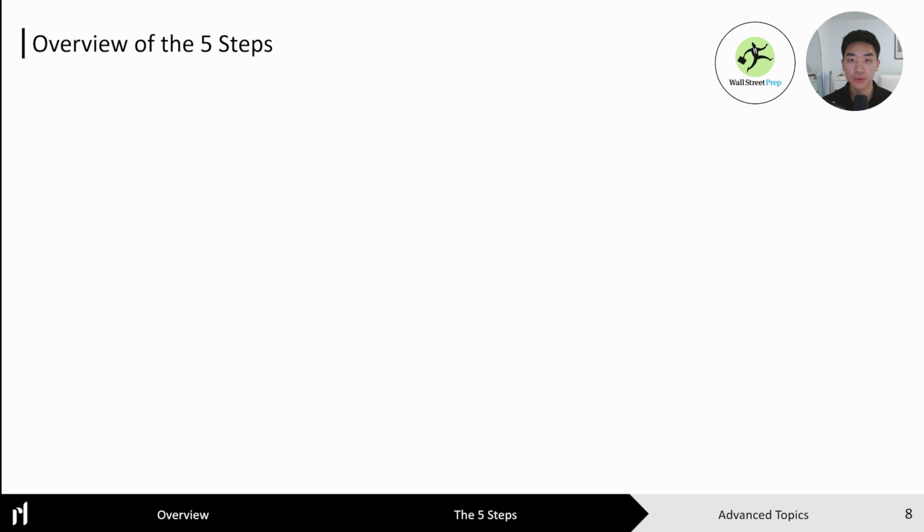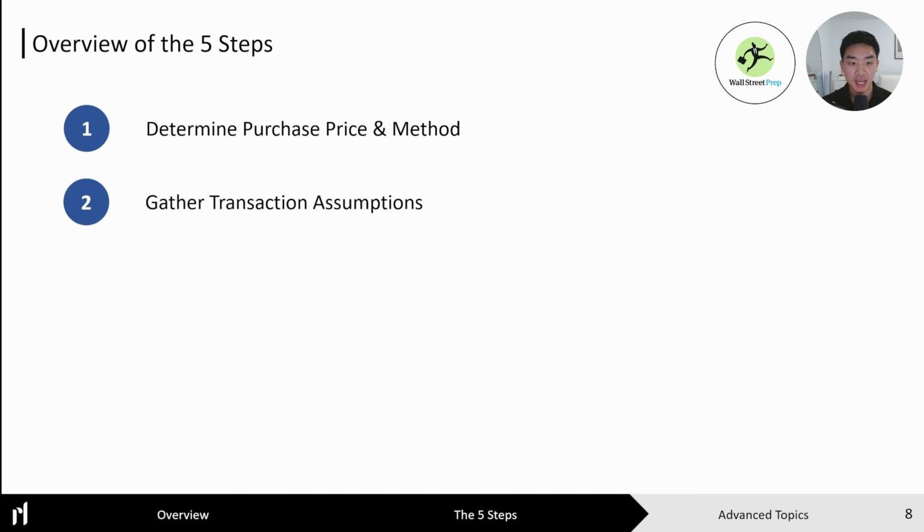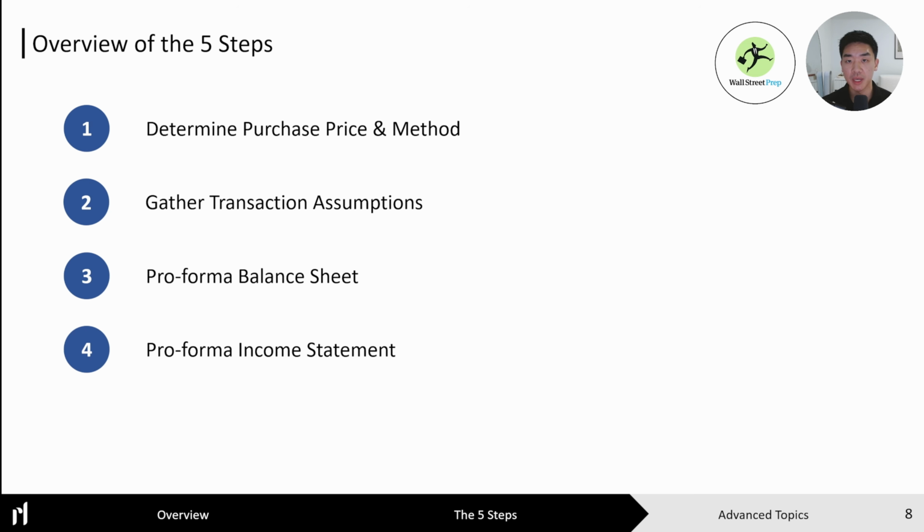So let's first go through an overview of the 5 steps of building a merger model. First step is to determine the purchase price and method. So how much are you buying the company for, and how are you funding the transaction? Next, gather all your transaction assumptions, because there are additional fees and things you're going to need to pay in any given transaction. Then the pro forma balance sheet, pro forma income statement. This is basically you combining 2 companies together and all of their financials. And then lastly, accretion dilution calculations, which is super, super easy.